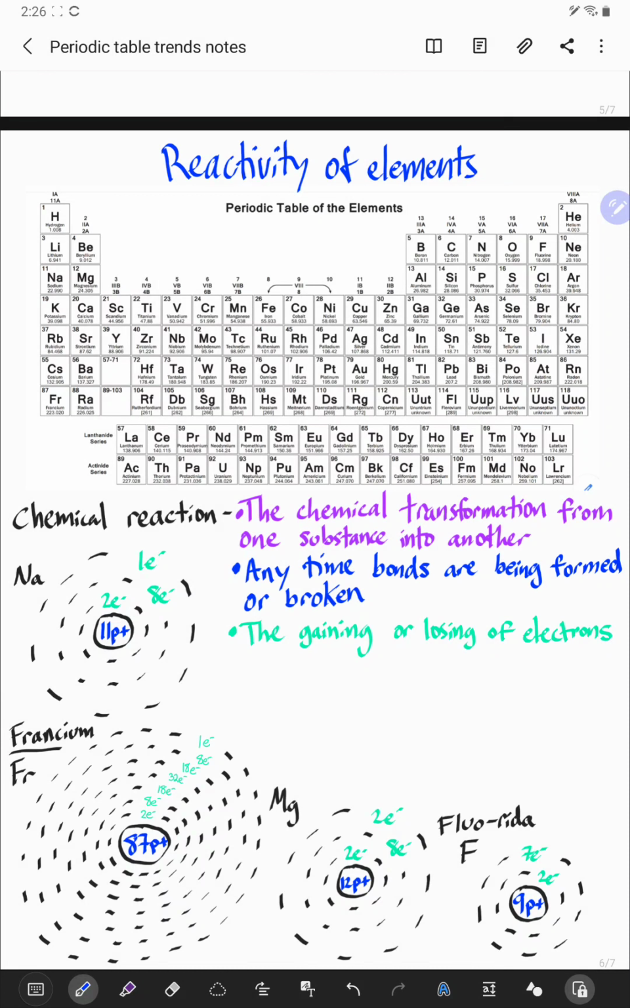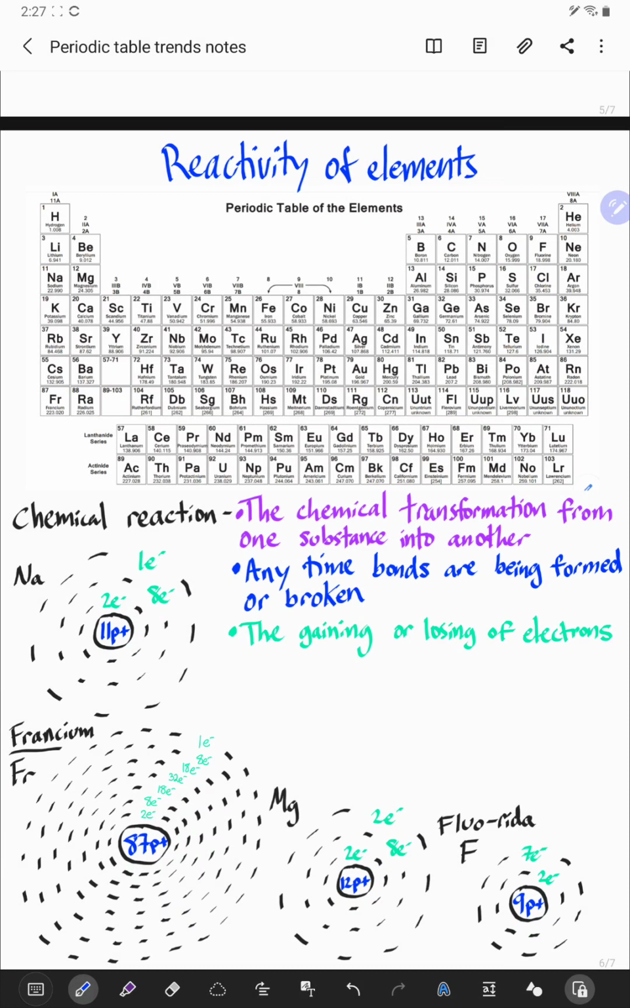But we haven't learned about chemical bonds yet, so we're going to have a very, very simplified definition of the gaining or losing of electrons. That's not a very technical or completely true definition, but it's going to serve us really well for today's lesson in introducing the topic of reactivity of elements. Once we start talking about chemical reactions and bonds being formed and broken, we can start using one of these other definitions. But for today, this is the definition we will be using.